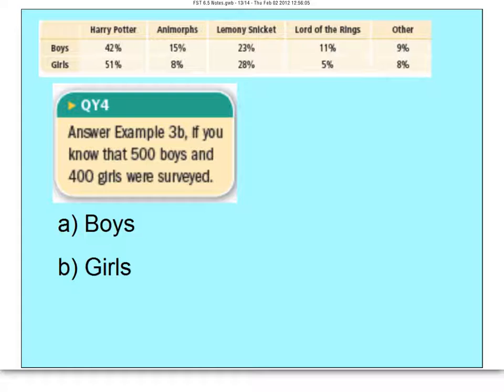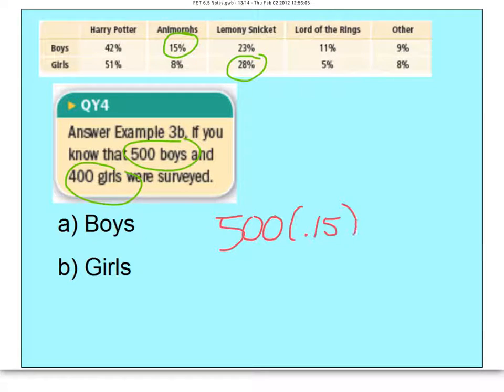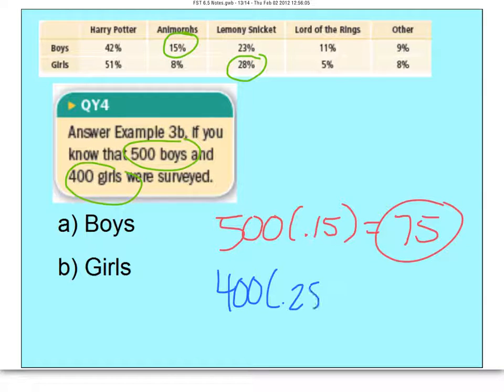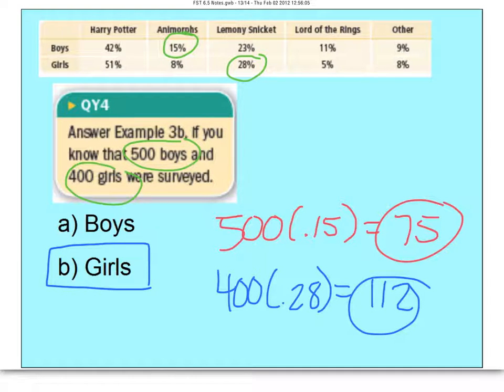Knowing that, they're now going to give us more information. What if there were 500 boys and 400 girls? For Animorphs and for Lemony Snicket, we can compute that. For the boys, there were 500 boys, and I want 15% of that. You guys, 15% of means multiply. So if you multiply that, that's 75 boys. Now for the girls, we do the same thing. There were 400 girls, and 28% of them preferred Lemony Snicket. That's 112. So the answer here is clearly that more girls preferred their book.